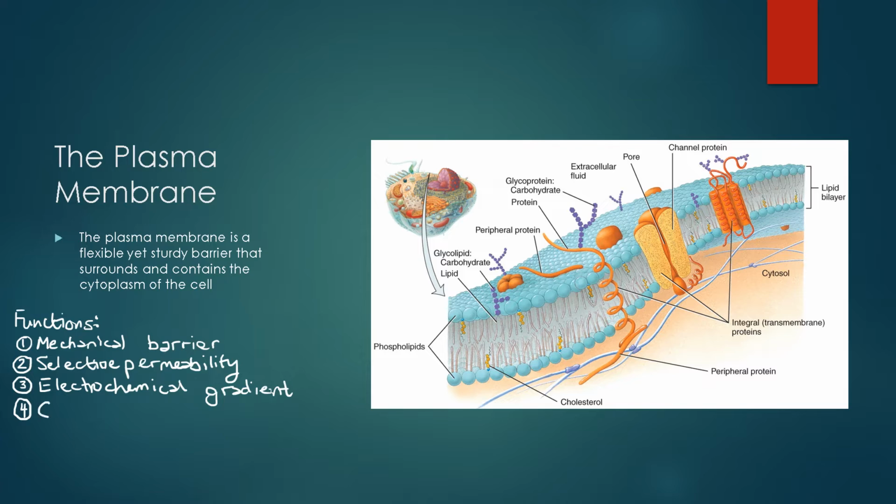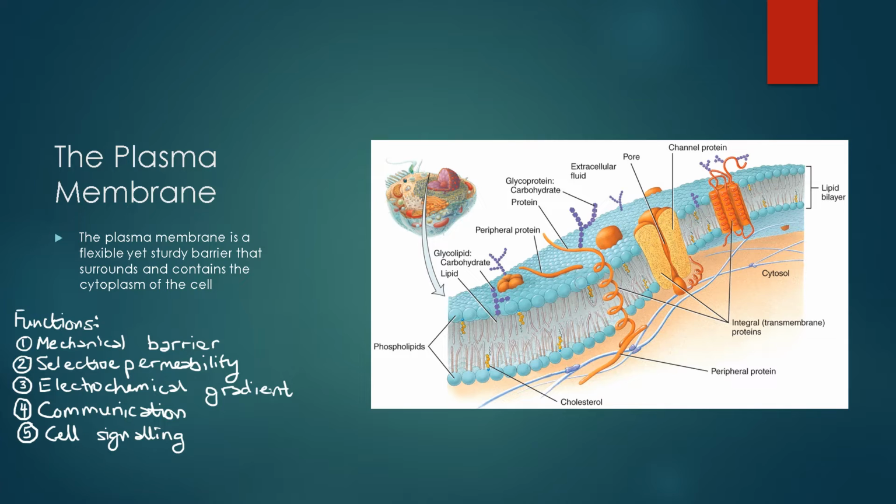The fourth function of the plasma membrane is communication. Communicating mainly with other cells, with proteins that are in the plasma membrane. And then our fifth major function of the plasma membrane is cell signaling. Okay, so let's look at the plasma membrane itself, this little picture here on the right.